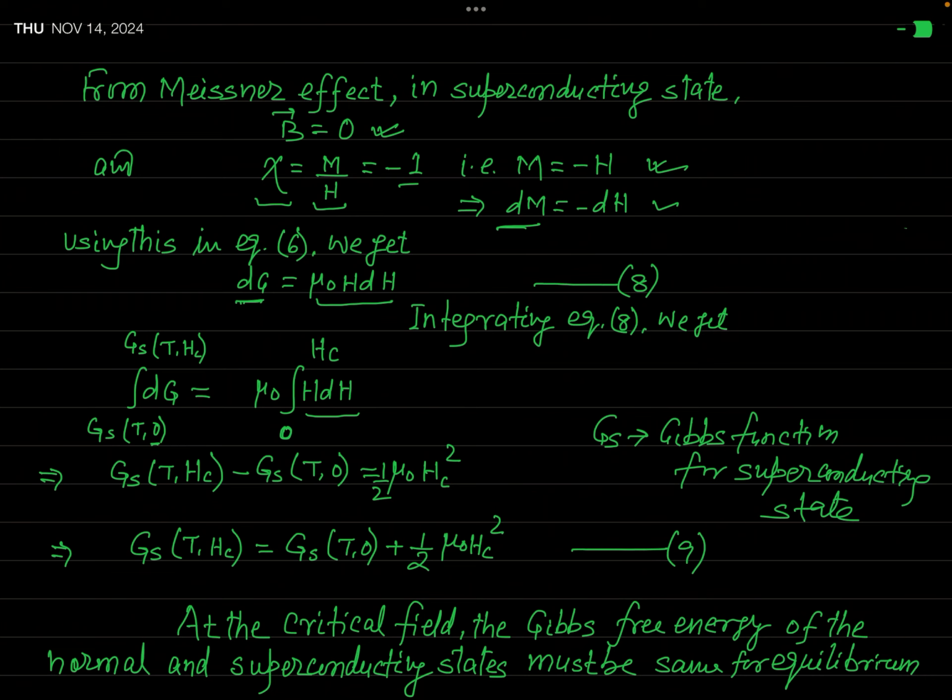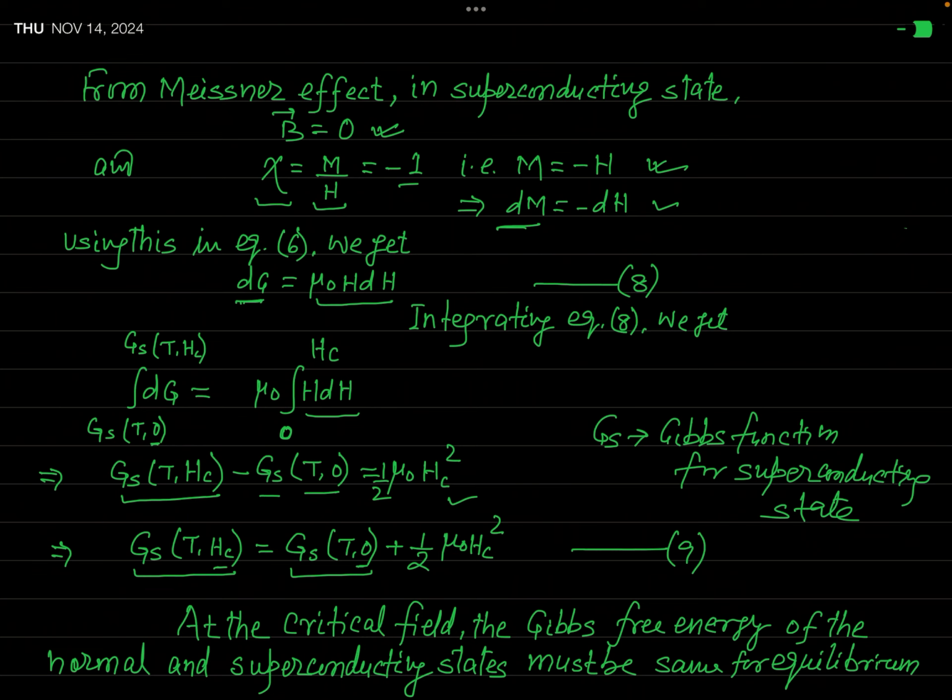So this result will simply be Gs at T, Hc minus Gs at T, 0. And this will be equal to half mu naught Hc squared. So Gs at temperature T and magnetic field Hc is equal to Gs at temperature T and magnetic field 0 plus half mu naught Hc squared. So this equation relates the Gibbs potential for the superconducting state of the material when no magnetic field is applied and when the magnetic field is equal to the critical magnetic field Hc.